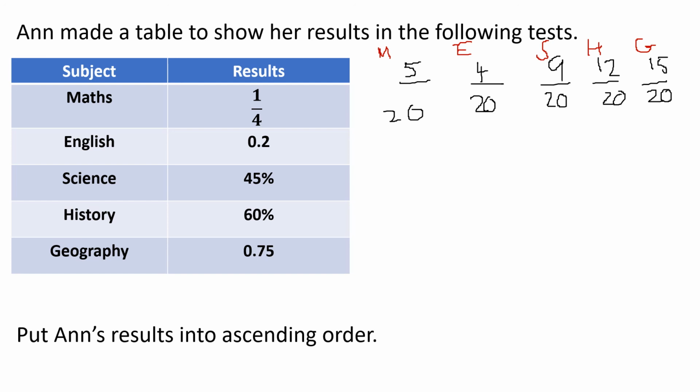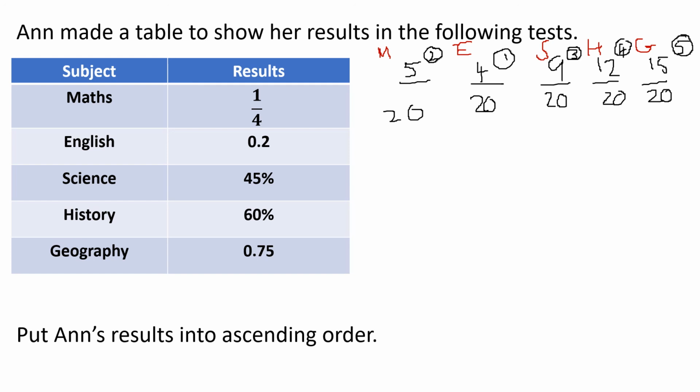So now we need to order them. We can order them because all the denominators are the same, so we just need to focus on the numerators. So what is our smallest numerator? It's going to be English, so I'm just going to label that 1. Our next smallest, not including our 4/20, will be maths. Then there'll be science, history and geography.